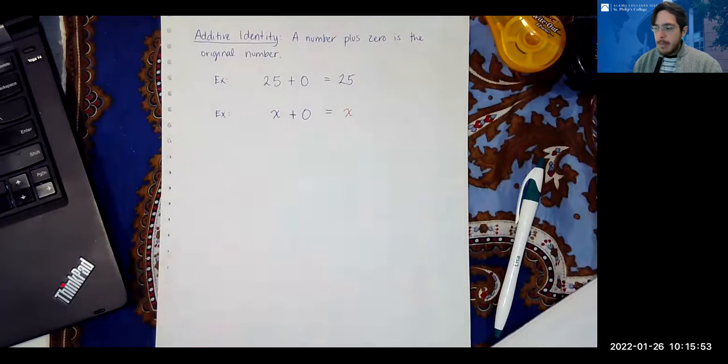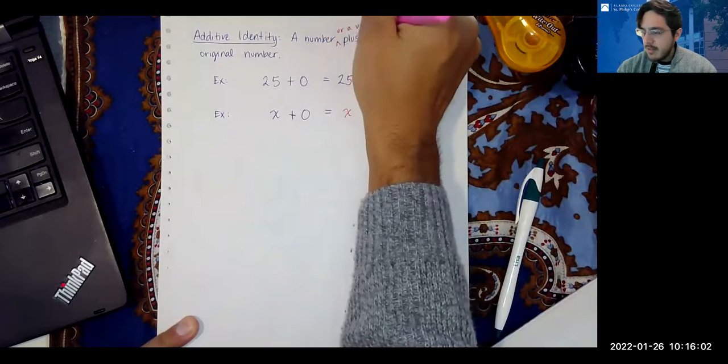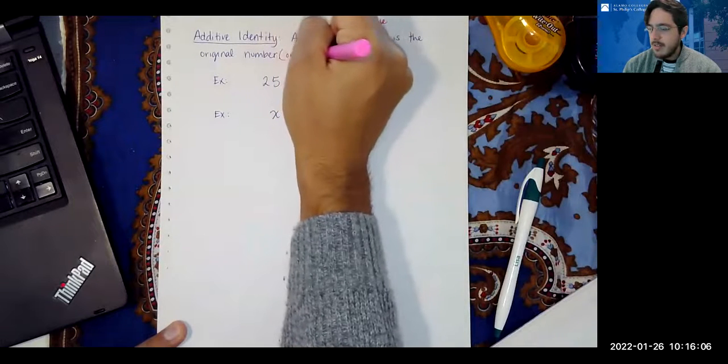So would it be okay to say a number or a variable in my notes? Yeah, you can put number slash variable. It's just the original number or variable.